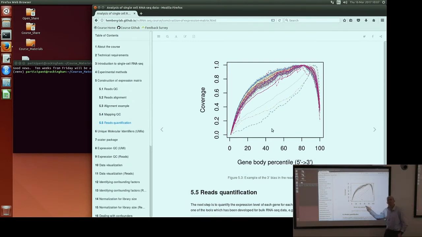Sorry, the x-axis? So this is the normalized position within the gene. 0 means the start of the gene, and 100 means the end of the gene. I'm looking at all of the genes, but they have different lengths, so I have to rescale them. Essentially, you bin each gene into 100 bins, and then you look at the expression value, or the number of reads, in each bin.